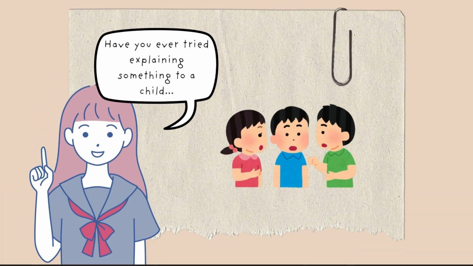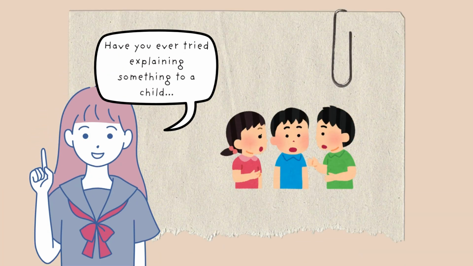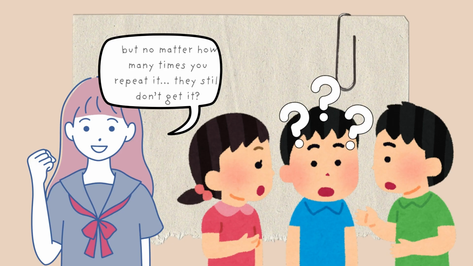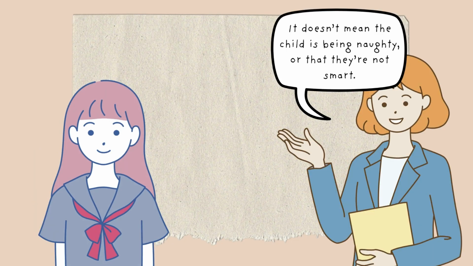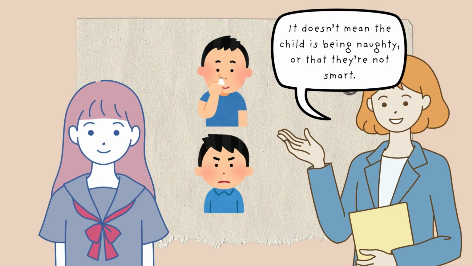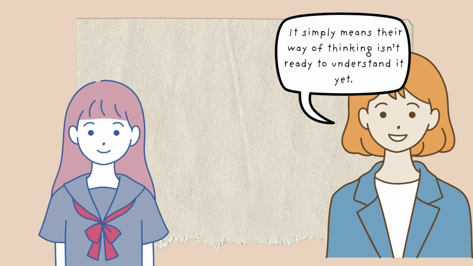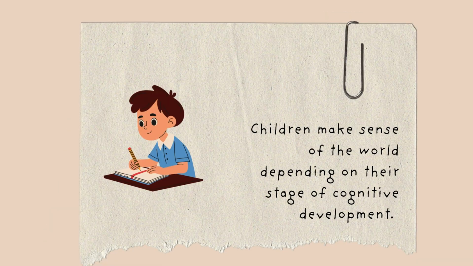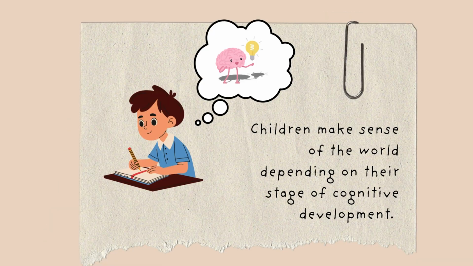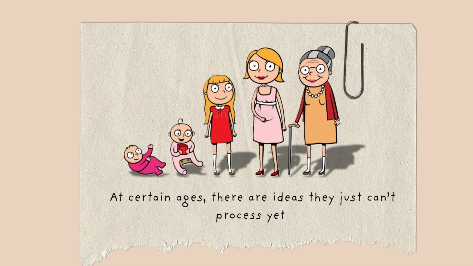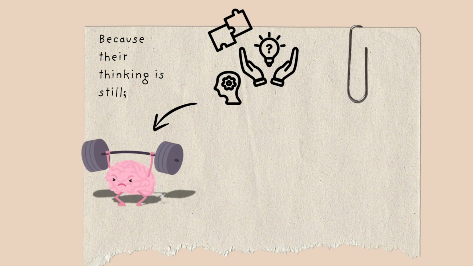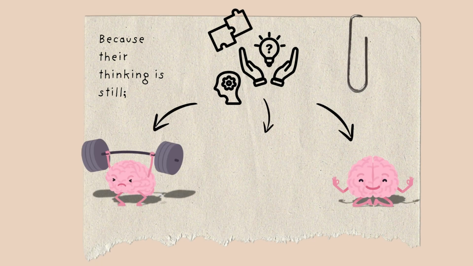Have you ever tried explaining something to a child, but no matter how many times you repeated it, they still don't get it? It doesn't mean that the child is being naughty or that they're not smart enough. It simply means their way of thinking isn't ready to understand it yet. Children make sense of the world depending on their stage of cognitive development. At certain ages, there are ideas they just can't process yet because their thinking is still growing, changing, and developing.